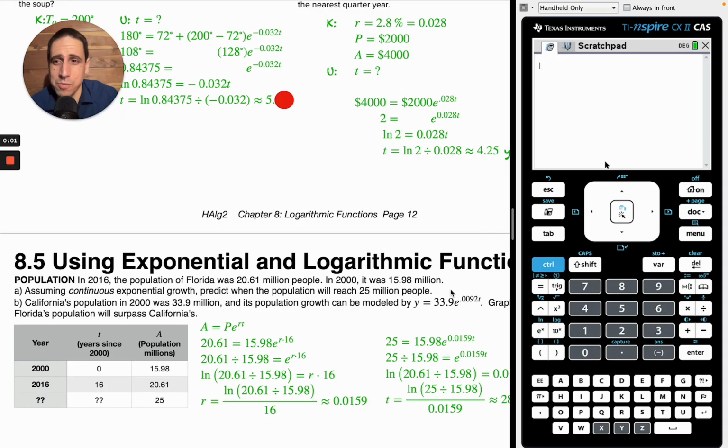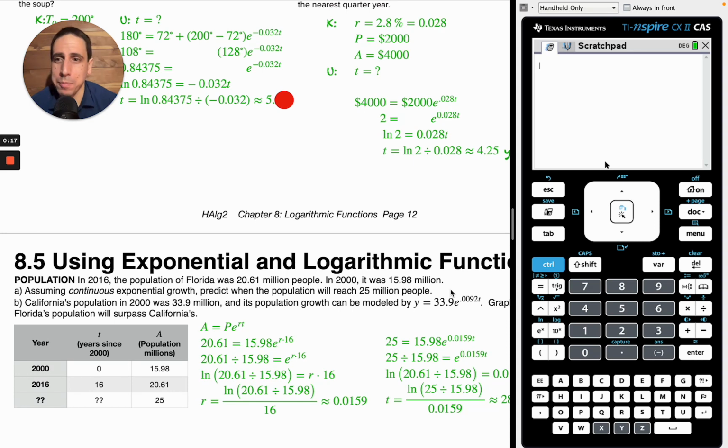What's up, y'all? Welcome to section 8.5, using exponential and logarithmic functions in word problems. You made it to the end of the chapter. Let's actually put the pedal to the metal and see what this looks like in actual reality. So we've got a whole bunch of word problems and applications.